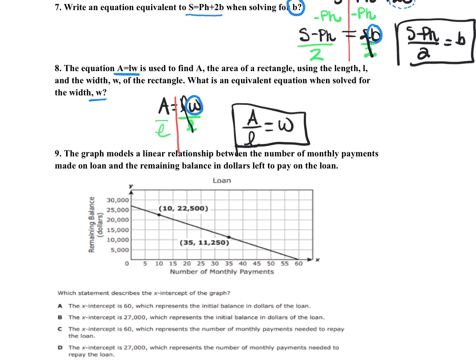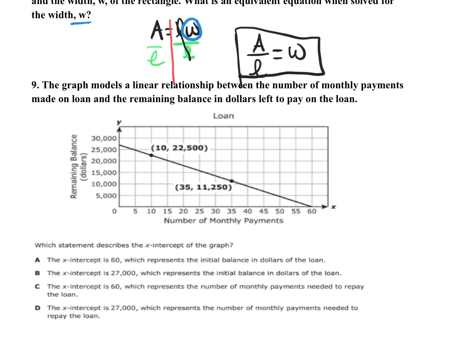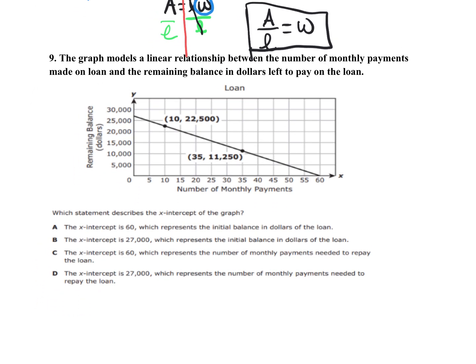Very often you guys get to problems like number 9, and because there's lots of words, you stop reading. And I really hope that that's something we stop doing, because this really is not that bad. We have to look for some key words, and then we can get rid of answer choices using good test-taking strategies. So I'm going to read what's going on. The graph models a linear relationship between the number of monthly payments made on a loan and the remaining balance. And the question says, which statement describes the x-intercept?